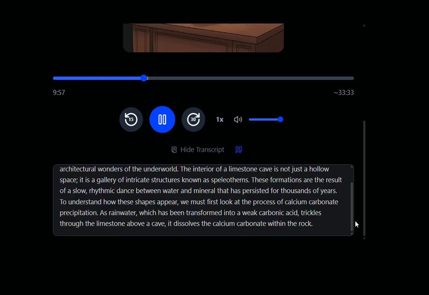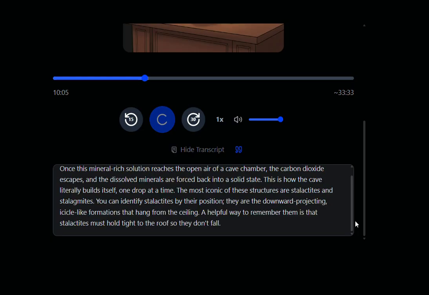As rainwater, which has been transformed into a weak carbonic acid, trickles through the limestone above a cave, it dissolves the calcium carbonate within the rock. Once this mineral-rich solution reaches the open air of a cave chamber, the carbon dioxide escapes, and the dissolved minerals are forced back into a solid state. This is how the cave literally builds itself, one drop at a time.